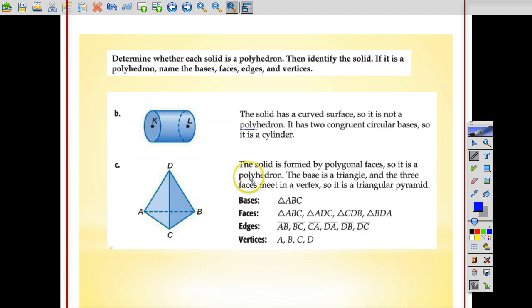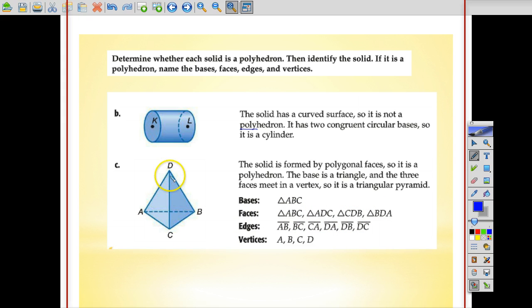Okay, C. This solid is formed by polygonal faces, so it is a polyhedron, because I have triangles, and a triangle is a polygon. The base is a triangle, and the 3 faces meet at a vertex, so it is a triangular pyramid. The base is triangle ABC. All the faces are ABC, and then you have ADC here on the left, CDB here on the right, and in the back, ADB. So you have 4 faces.